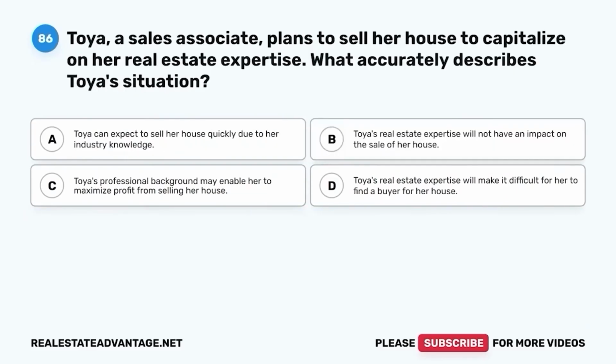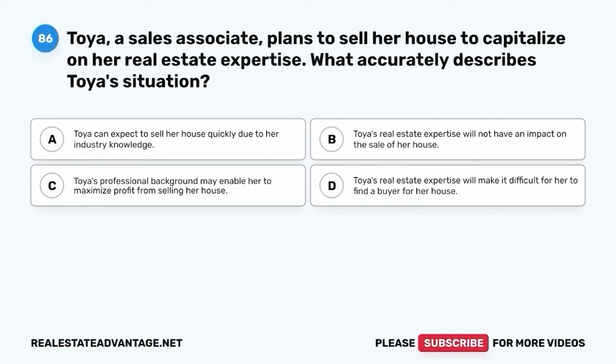Question 86. Toya, a sales associate, plans to sell her house to capitalize on her real estate expertise. What accurately describes Toya's situation? A. Toya can expect to sell her house quickly due to her industry knowledge. B. Toya's real estate expertise will not have an impact on the sale of her house.